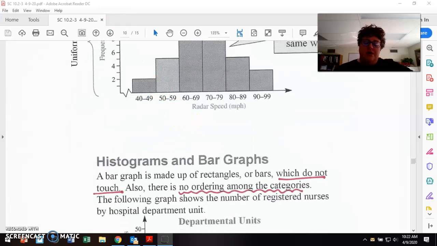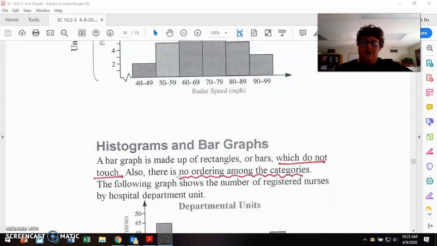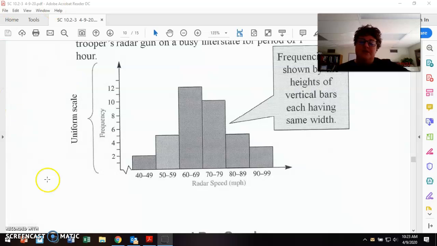Now, a bar chart is rectangles that do not touch, okay? A bar graph. Also there's no ordering along the categories. If you're going to use a histogram, the ordering along the categories is labeled, so 40 to 49, 50 to 59. These are in order if you're using a histogram.